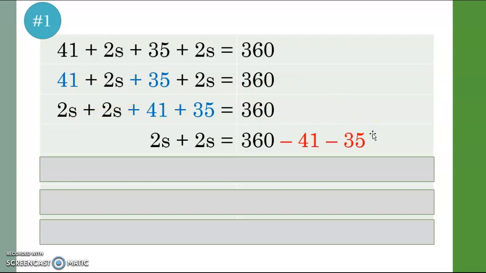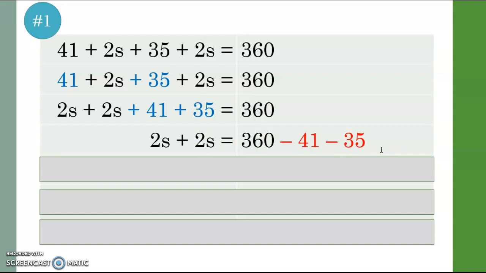Okay, so next step, we have plus 41 plus 35. The inverse of addition is subtraction. And the opposite of that is true as well. If we had had a minus over here, the inverse of subtraction is addition. Okay, so we have plus 41. The inverse of plus 41 is minus 41. Plus 35, the inverse of that is minus 35.